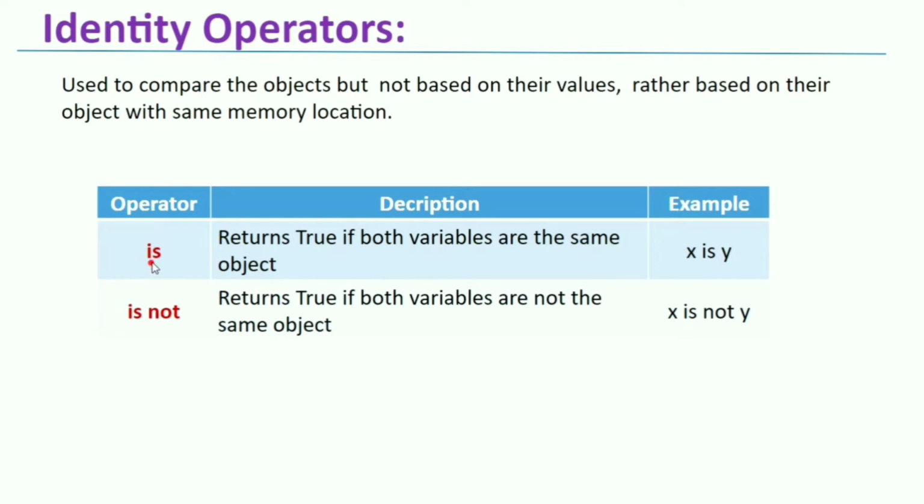The is operator will return true if both the variables refer to the same object. Is not will return true if both the variables are not the same object, that is to say, they are different objects. So let's quickly see the practical demonstration with the help of Jupyter Notebook. Let me change it to a markdown cell. Here we are going to discuss the identity operators.